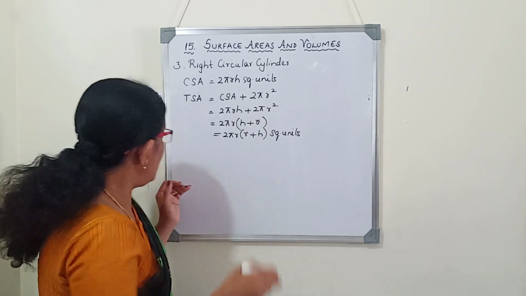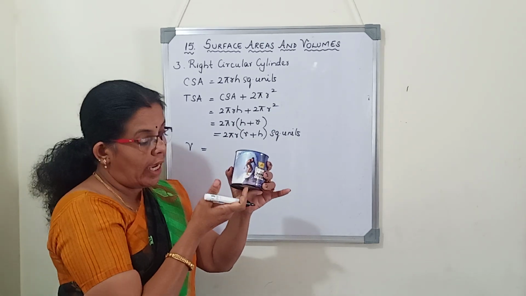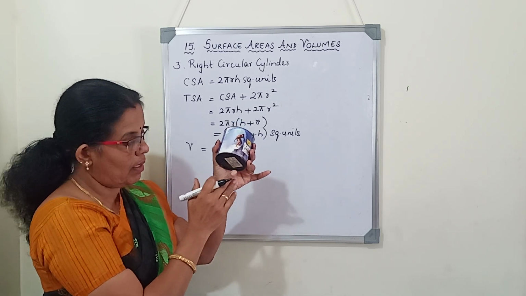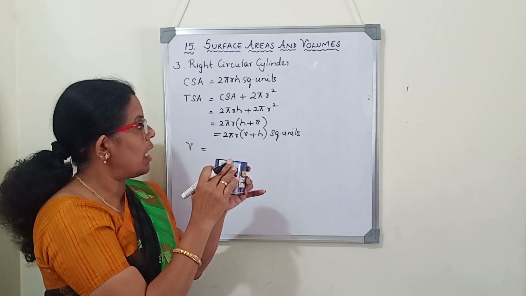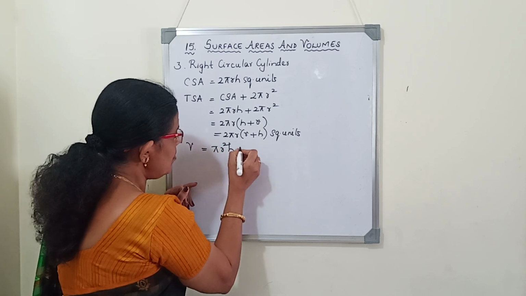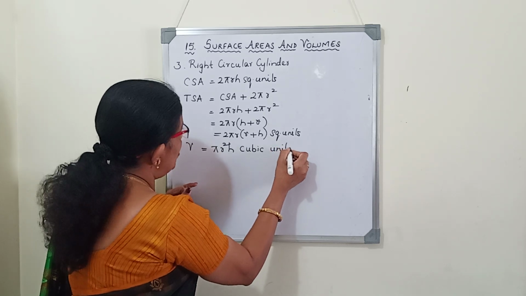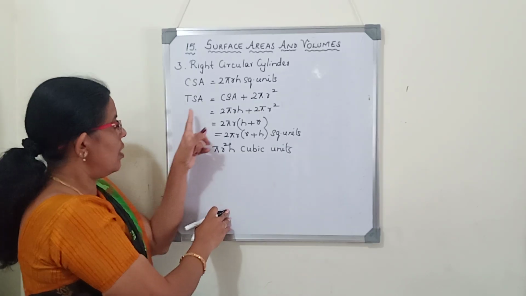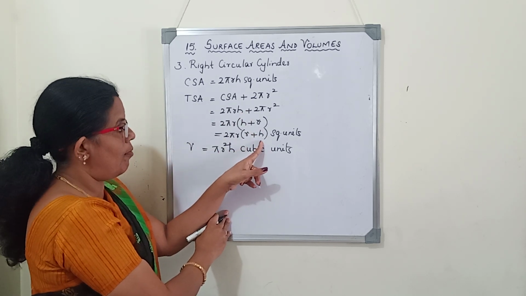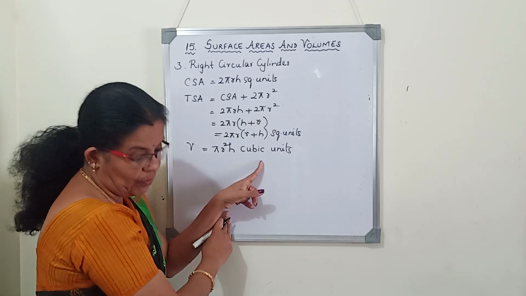Next is volume. Volume of a cylinder, as I told you, is the area of the base into height. The base is in the shape of a circle, so the area of a circle is pi r square, and the height of the cylinder we consider as h. So pi r square h is the volume of a cylinder, in cubic units. So CSA of a cylinder is 2 pi r h. TSA is 2 pi r into r plus h, if it is a closed cylinder; otherwise, according to the question, we can change it. Volume is pi r square h cubic units.